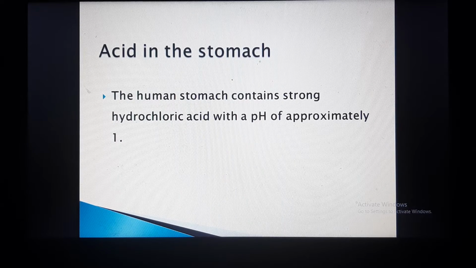That means it is near to 1 or just above 1, because this value is almost near to the pH of 1. And it means this acid is a strong acid. pH 1 we already learned. pH 1 means it is a strong acid.